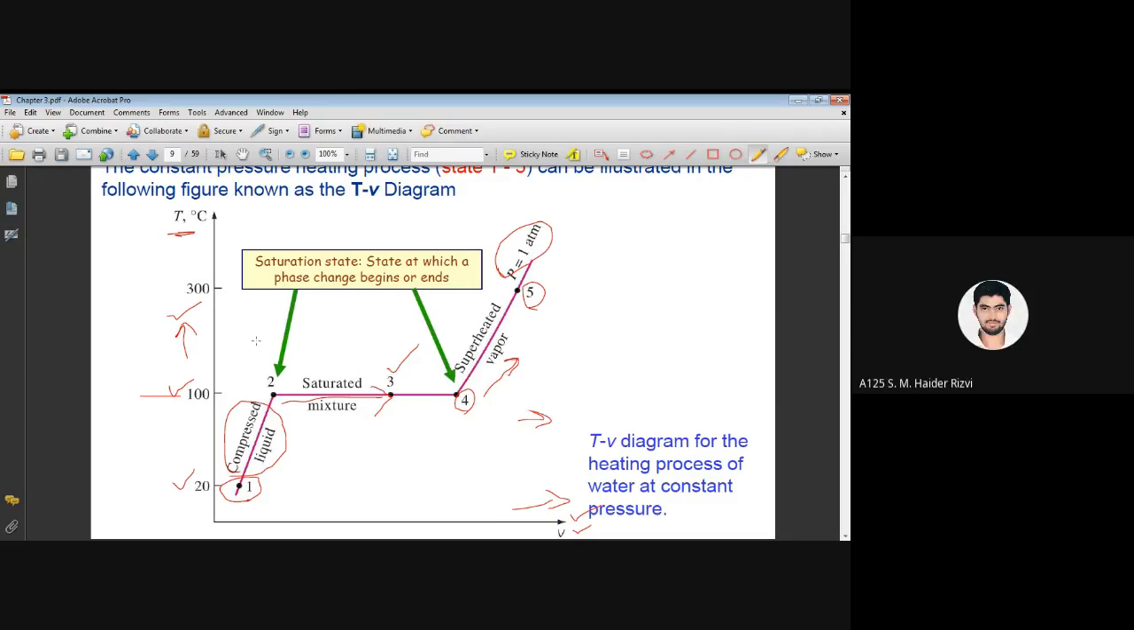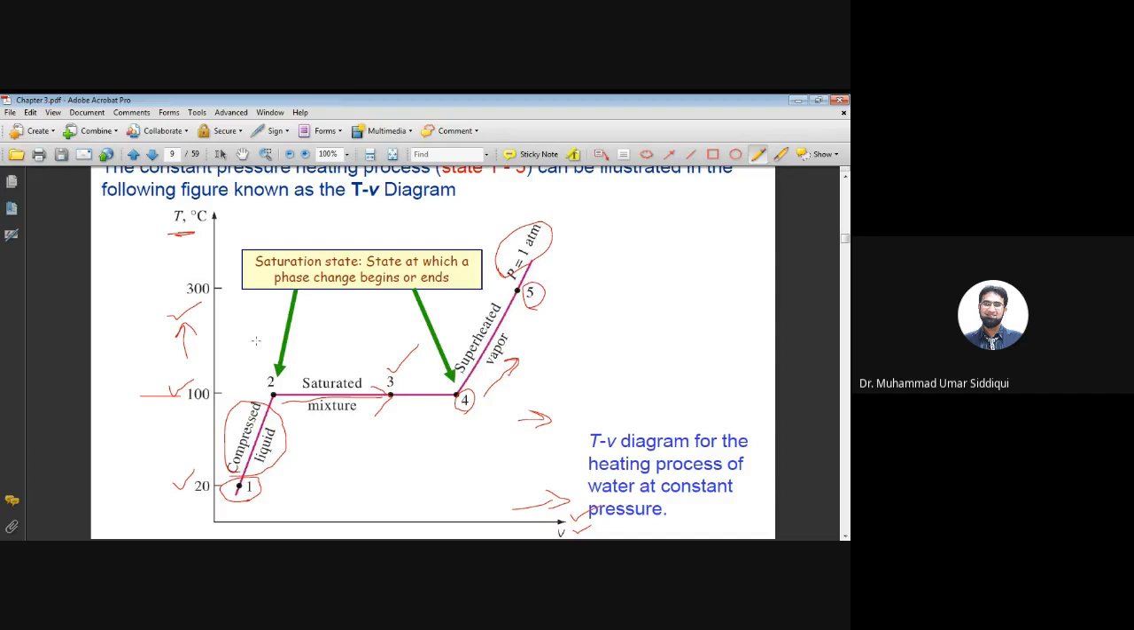Sir, what will happen if we increase pressure at 5? We'll talk about that. We're going to talk about that. But right now, for one specific pressure, how the temperature and volume are going to change, and what are the different phases of the water from liquid to vapor.